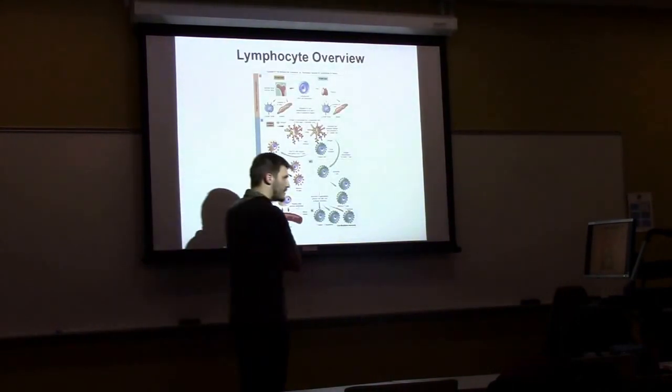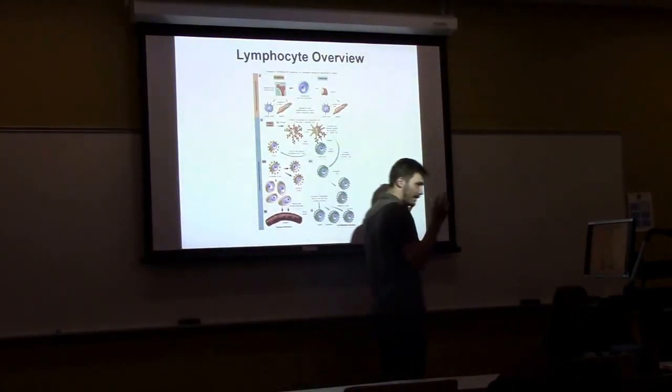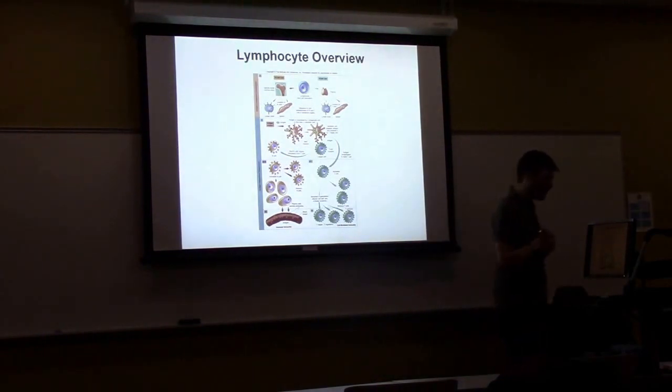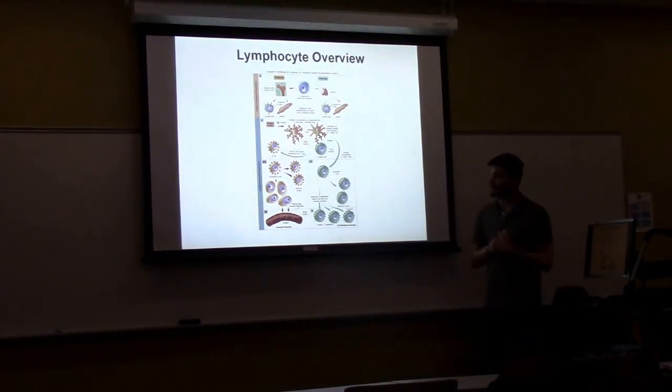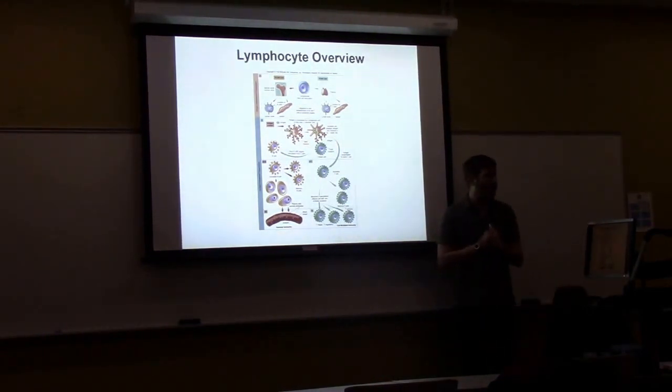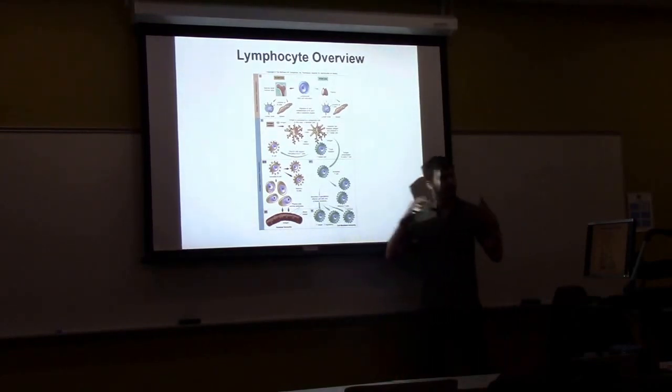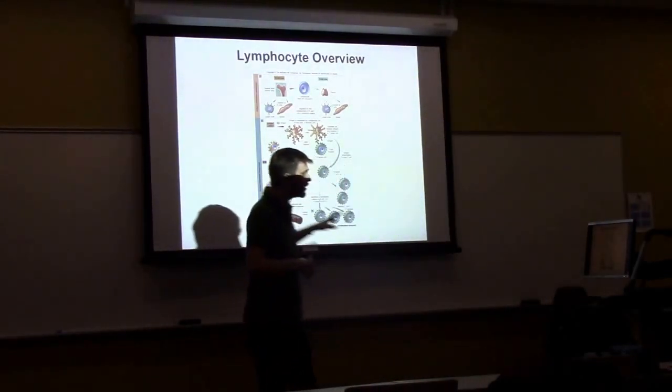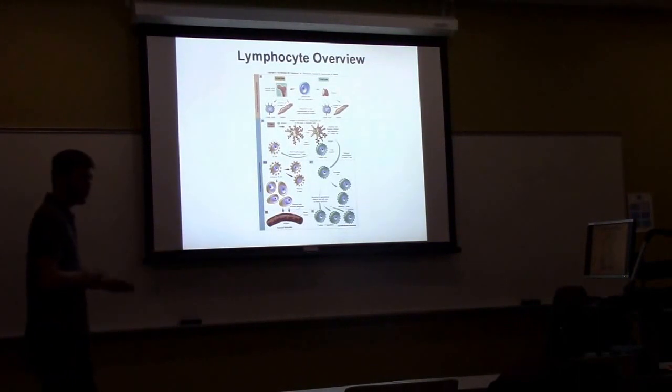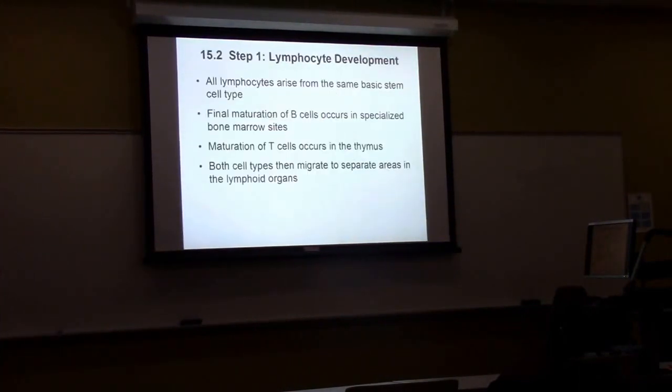Now this is a nice little summary slide that explains everything that occurs in the adaptive immune response. I'm not going to go through it right now because it's just going to confuse you. I will go through it at the end. Once we go through all the major points, we'll come back and summarize it by going through this bit by bit.